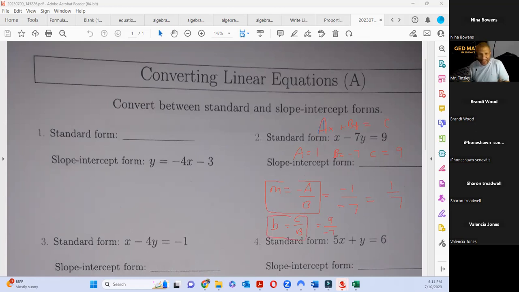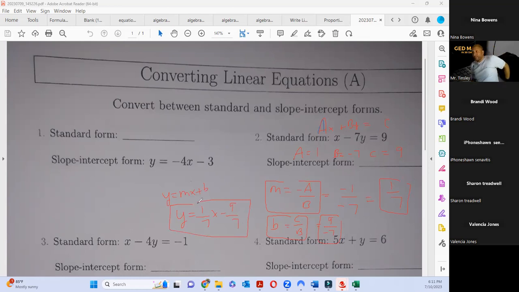So, again, they're asking for slope-intercept form. But this is what I just gave you. Y equal 1/7 x, because y equal mx plus b. We know the slope, which is 1/7. We know the y-intercept is negative 9 over 7. So that's how you would do it. That would be your equation in slope-intercept form.